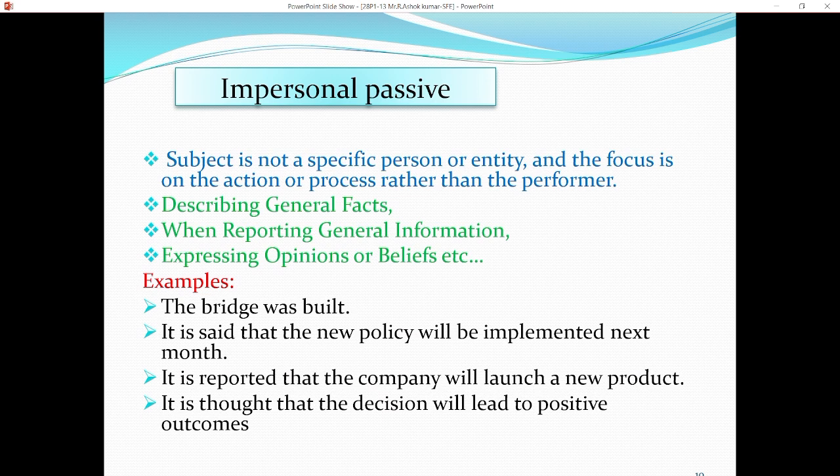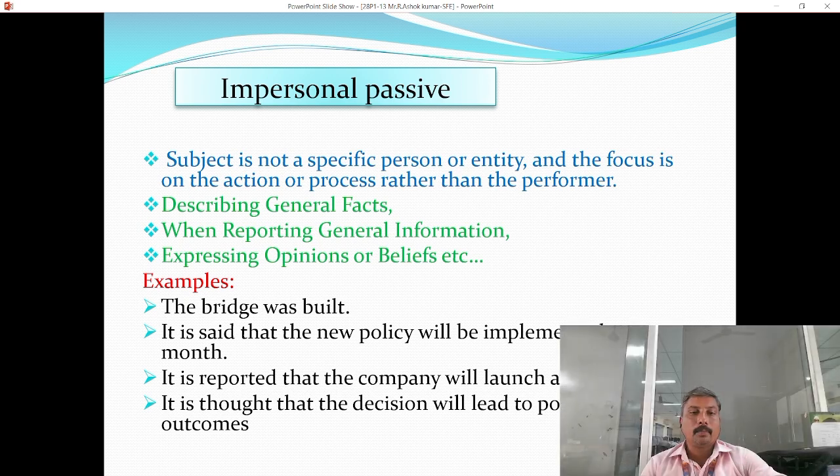Example: the bridge was built. Here the subject is not a specific person or entity. So the bridge was built means it may have been built by a government or an organization. There is no need to use the personal entity. And the next sentence: it is said that the new policy will be implemented next month. That means it's a common statement, so there is no need to mention the person or personal entity.